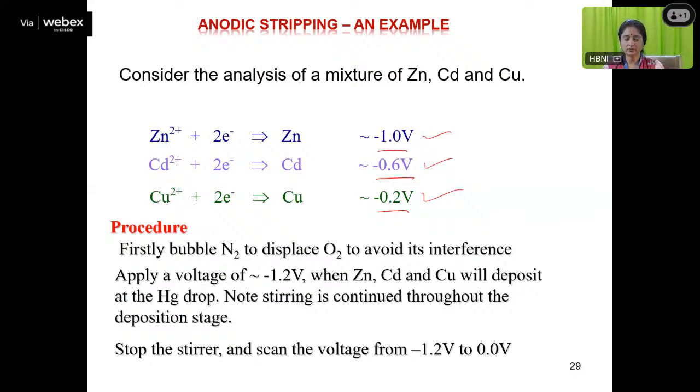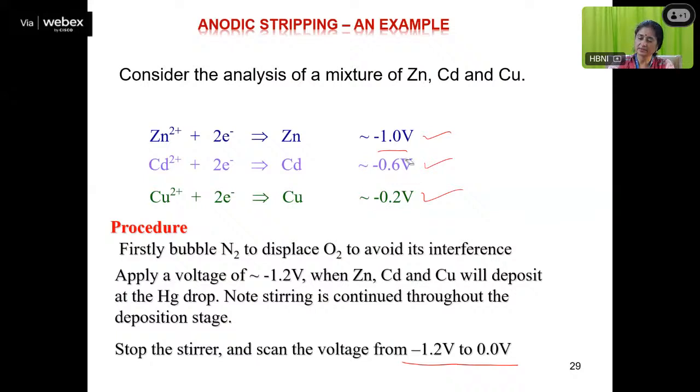Now you have to decide the time of deposition, and it all depends on the concentration of the elements. If they are very low, in the ppb level, then you have to take a long time for deposition, so that an effective concentration can be deposited in the small mercury drop. Then you have to scan it, to strip it. So stop the stirring and scan the voltage from minus 1.2 to 0, so that all these things will come off one by one.